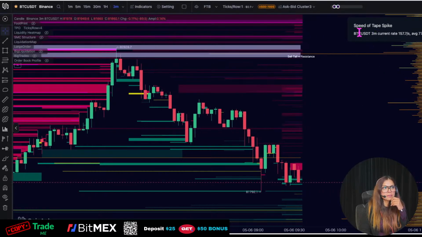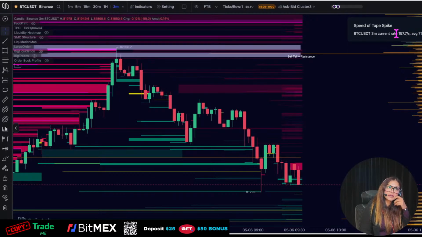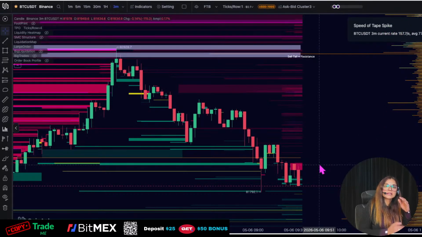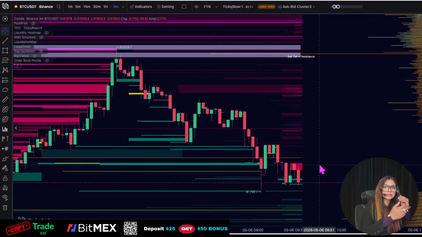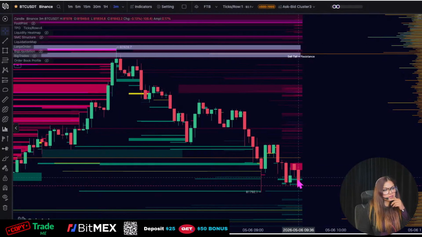Okay, so a speed of tape spike over here is basically the speed of price action. So let's say for example here you see average 77.5 and all of a sudden it increased to more than that, a large amount of that. It will give me a notification, and that is very interesting because it tells me that there's momentum in the move. The higher the spike compared to the average, the more momentum in the move. So there's a lot of momentum.